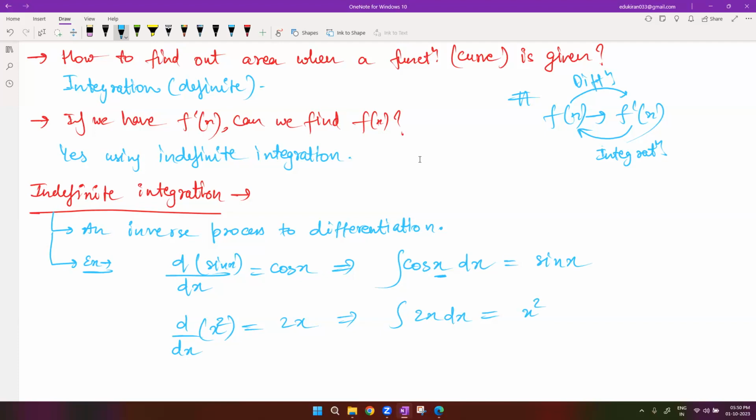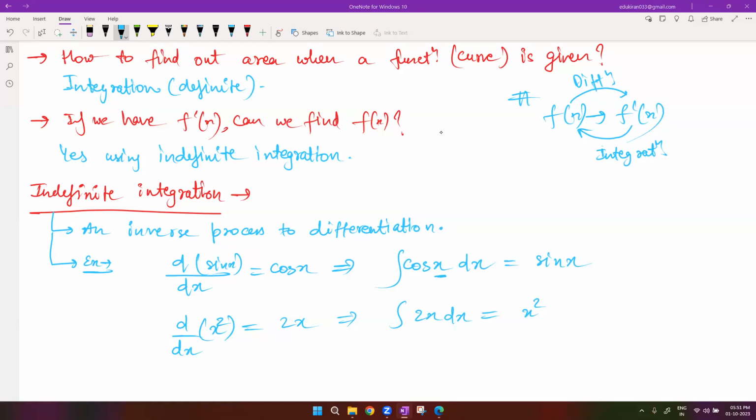So if the differentiation of sin x is cos x, it means that the integration of cos x would be sin x. If differentiation of x square is 2x, it means that integration of 2x is x square. Is it clear to everyone? Good, very good. Can you tell me the integration of sin x?